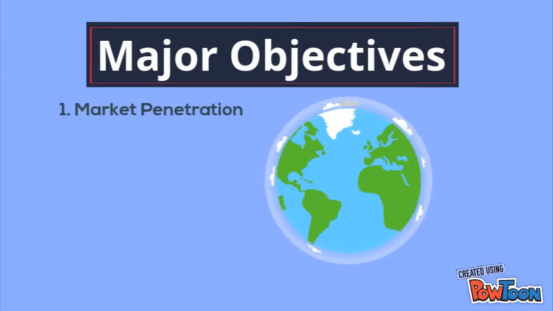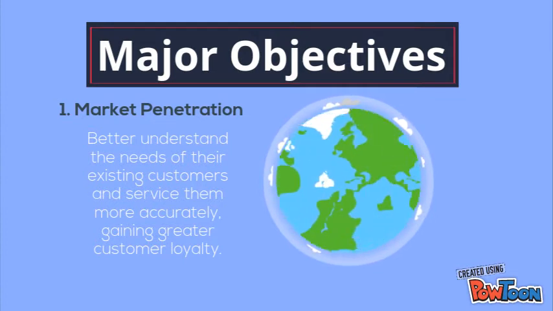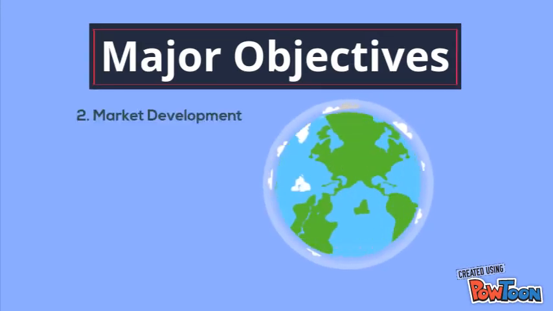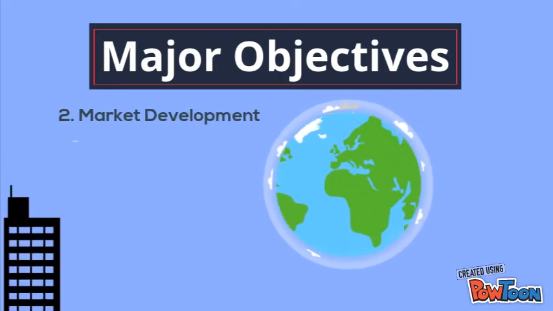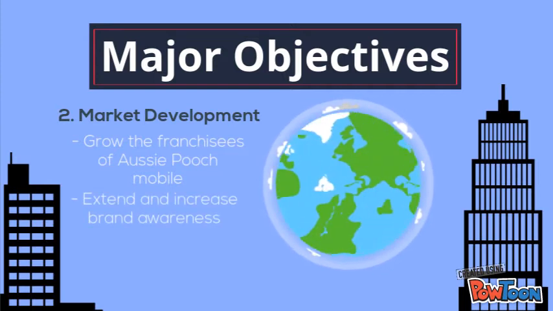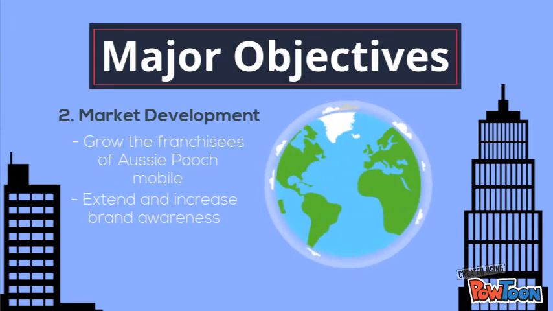Number 1 is market penetration. The objective is to better understand the needs of their existing customers and service them more accurately, gaining greater customer loyalty. And number 2 is market development. This objective aims to grow the franchisees of Aussie Pooch Mobile, enabling the firm to extend and increase brand awareness across broader regions.